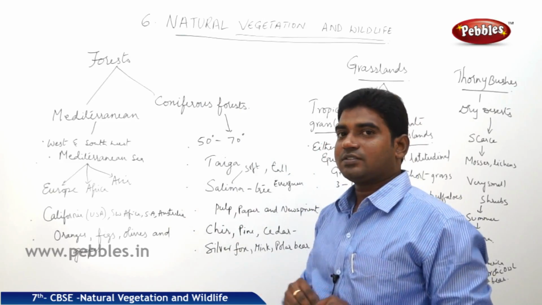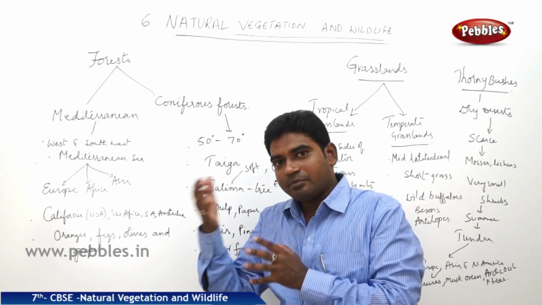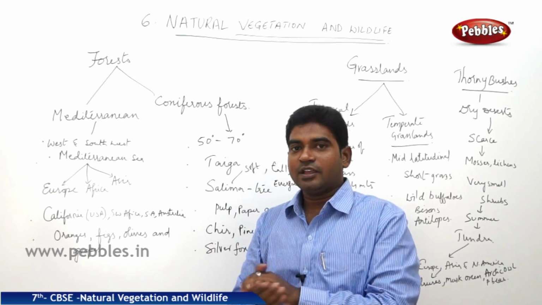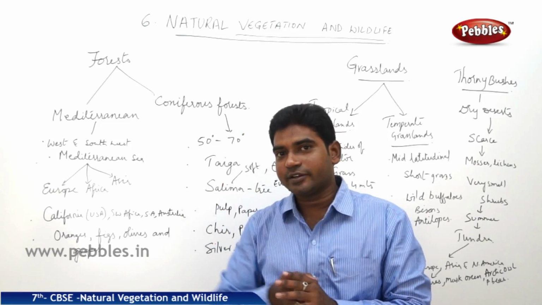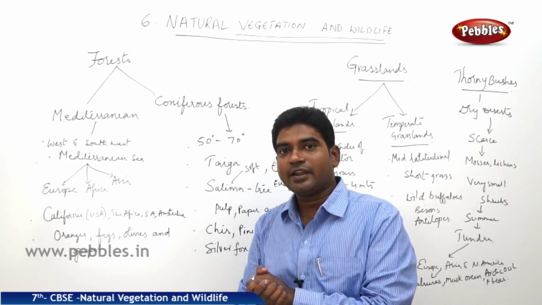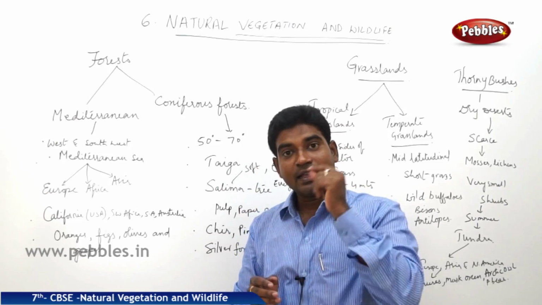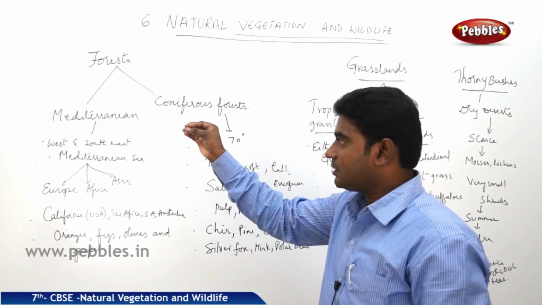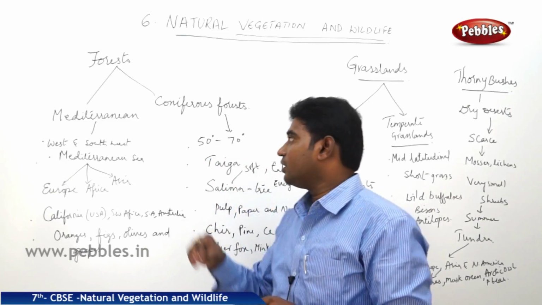So in the Mediterranean forest, as the name suggests, this is found near the Mediterranean region, near the Mediterranean Sea to be more specific. But not only near the Mediterranean Sea, it is also found in the western and southwestern parts of the continents. When we discussed the temperate forests, we mentioned very clearly that they are found in the northern and northeastern parts of the continents. Similarly, the Mediterranean type of forests are found in the western parts of the continents and also in the southwestern parts of the continents.